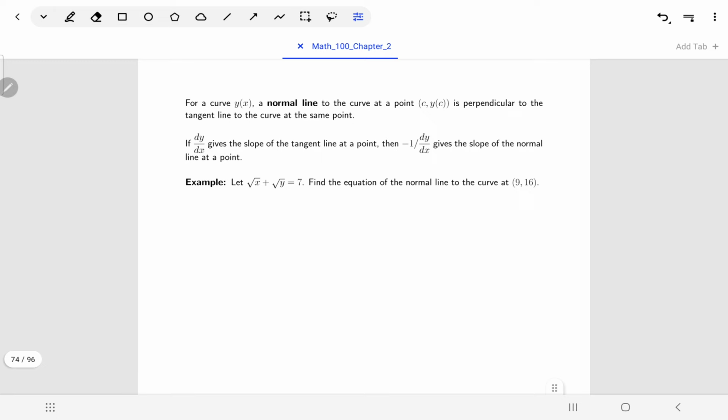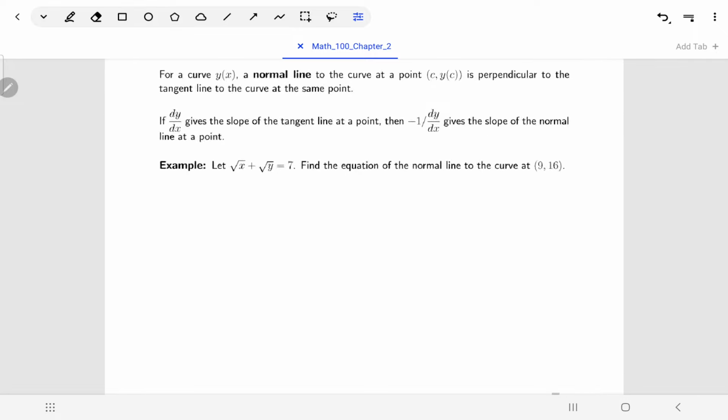So since dy/dx, since our derivative gives us the tangent line slopes, then -1 over the derivative gives us the slope of our normal line. So here we've got this equation, root of x plus root of y equals 7, and we want to find the equation of the normal line to that curve at that point (9, 16).